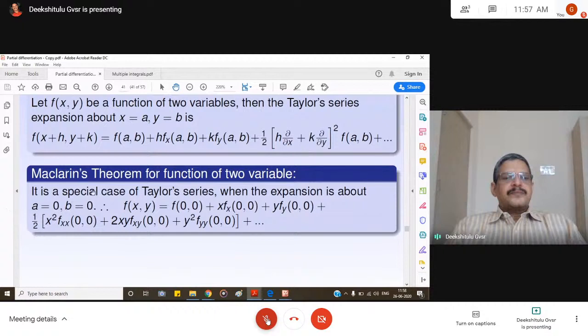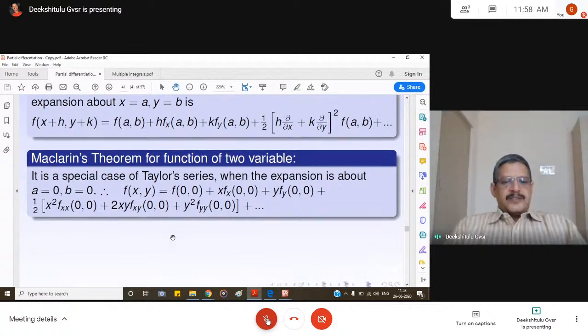So Maclaurin's theorem for a function of 2 variables, if you take this a, b as 0, as I said earlier in the morning, then f of 0, 0 plus h into dou f by dou x at 0, 0, plus k into dou f by dou y at 0, 0, so on and so forth. This is Maclaurin's theorem for two variable functions.